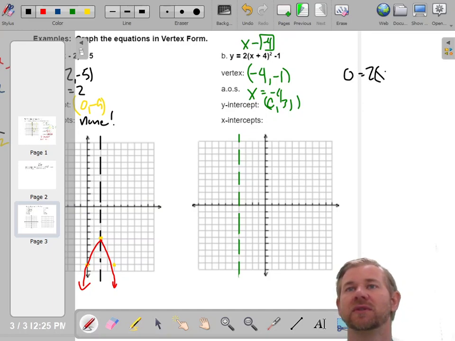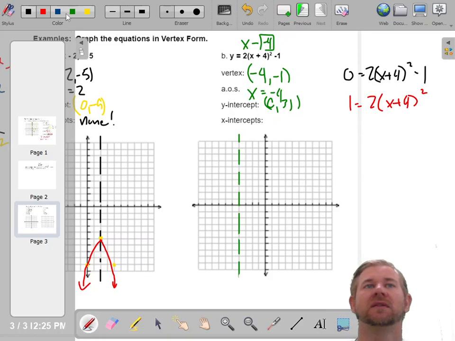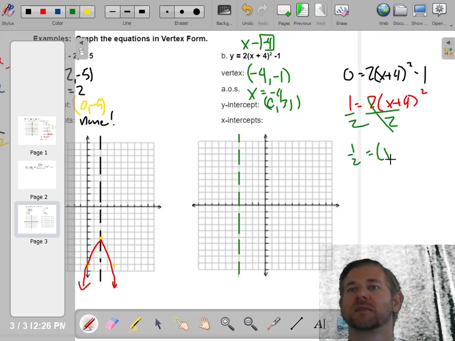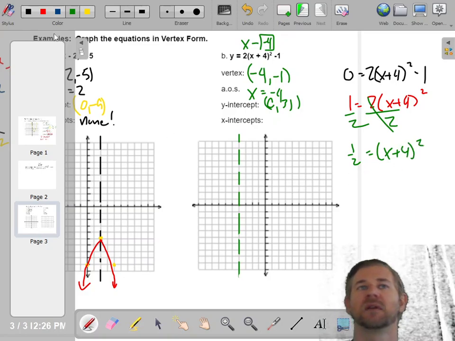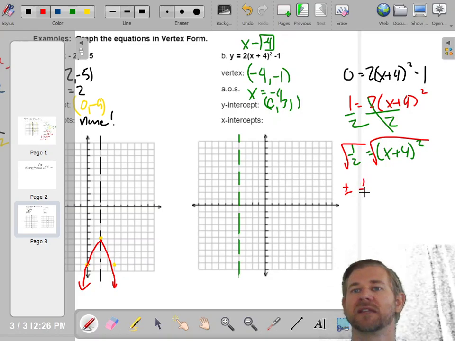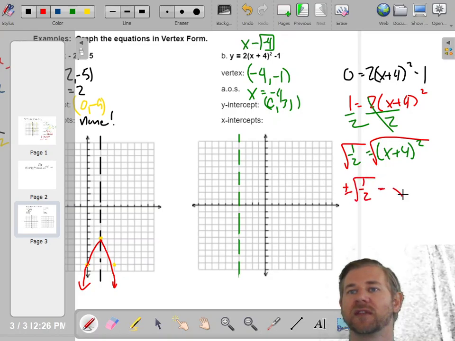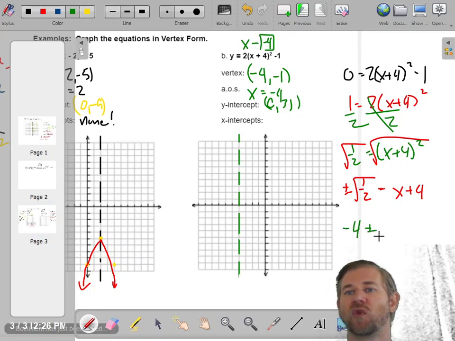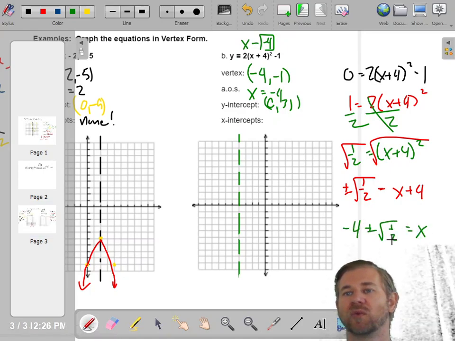The x-intercepts, to find the x-intercepts, you set y equal to 0. 0 equals 2 times x plus 4 squared minus 1. And now we solve like we did on the quiz. Add 1. Divide by 2. Square root both sides. Now that's plus or minus 1/2. The square root of 1/2 equals x plus 4. So now to get x by itself, negative 4 plus or minus radical 1/2.